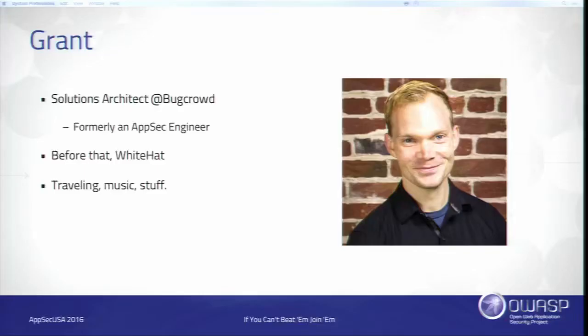Hi, my name is Grant. My voice is kind of going out at the moment, but I think we should be good to go through this. So currently I'm a solutions architect at BugCrowd, which means I help set up bug bounty programs and help through the onboarding process to create successful bug bounty programs. Formerly, I was also an application security engineer at BugCrowd, which means I validated vulnerabilities that came into the bug bounty programs that we manage.